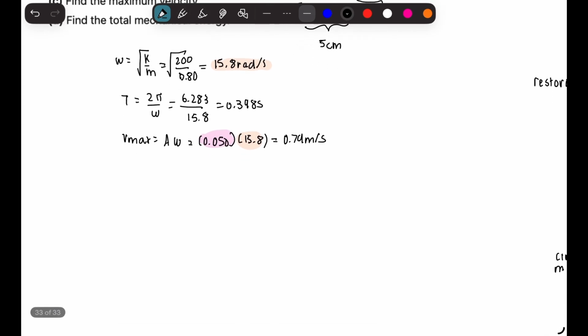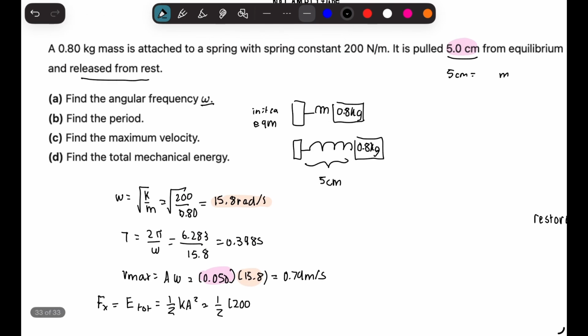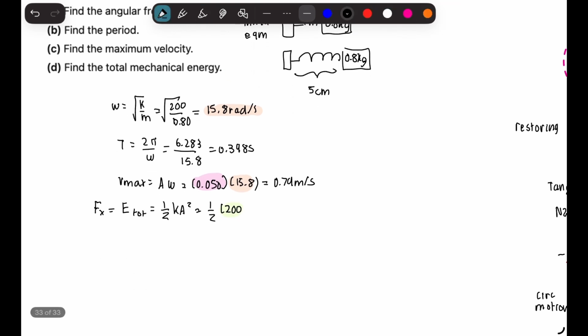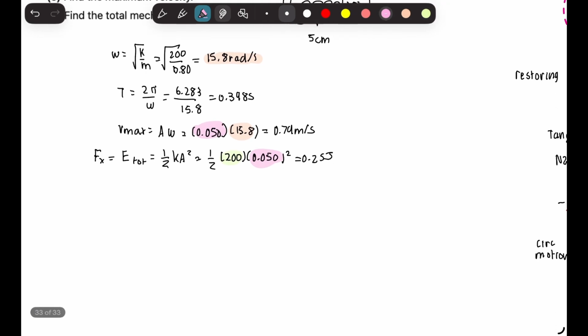Now we want our total energy. We're only going to have spring energy here. 200. And that's our solution.